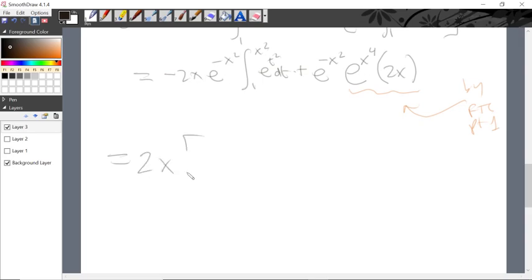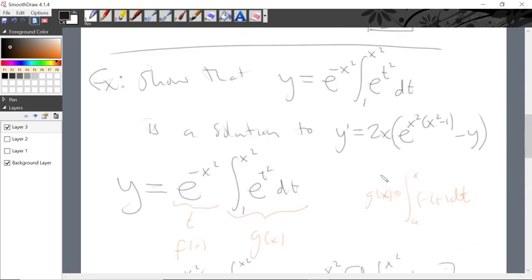So I'm going to take out the 2x, and then I'm going to commute the terms. So I take out the 2x from here, I get e to the negative x squared times e to the x to the fourth. Those can combine as e to the x to the fourth minus x squared. It's adding the exponents together, okay? And then minus, we've taken out the 2x here, e to the negative x squared integral 1 to the x squared e to the t squared dt.